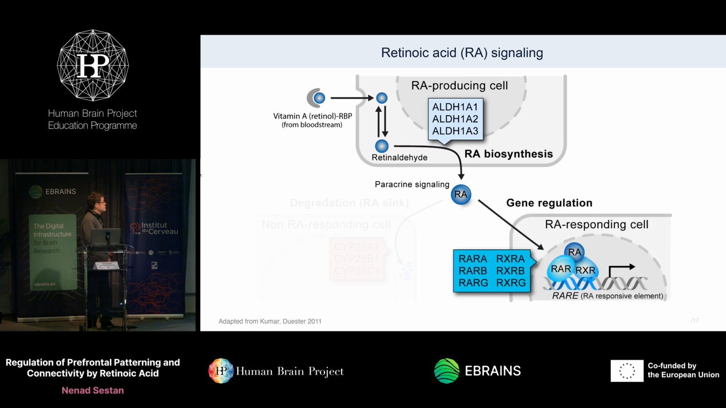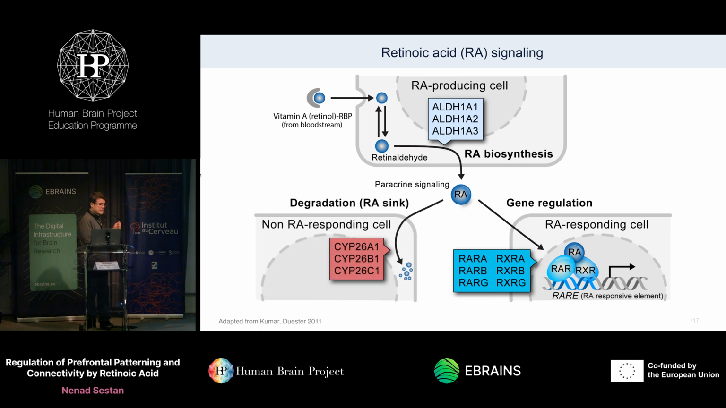And then what it does is it binds to nuclear receptors. There are two categories, RAR and RXR, each with A, B, and G forms. They can form heterodimers, and together with retinoic acid, they bind the retinoic acid responsive elements and drive the gene expression pattern, and this has been shown to be important for cell fate specification in other parts of the central nervous system, as well as other organs in the body.